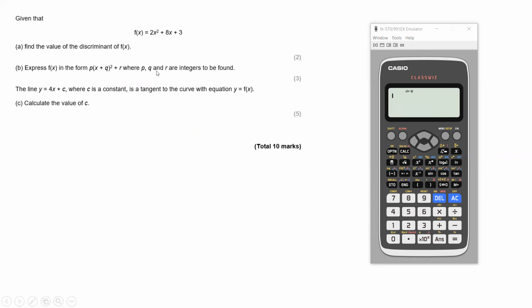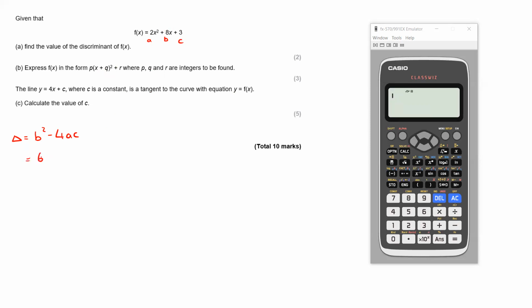Let's have a look. Discriminant. Okay, so find the value of the discriminant of f of x. Now remember, the discriminant itself is equal to b squared minus 4ac, not the square root. So here I've got a, b, and c: 2, 8, and 3. The signs do matter as well, but all of these are positive.